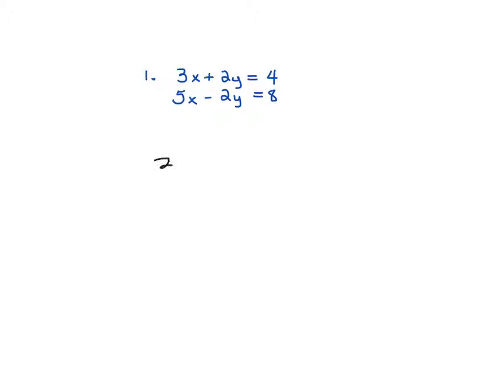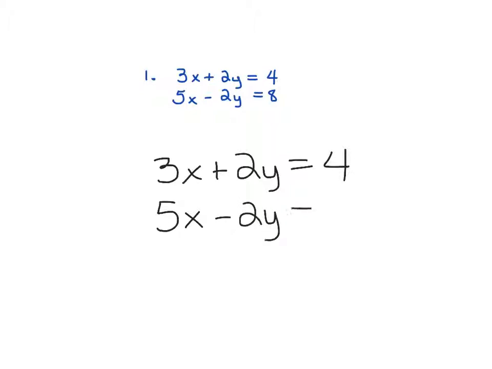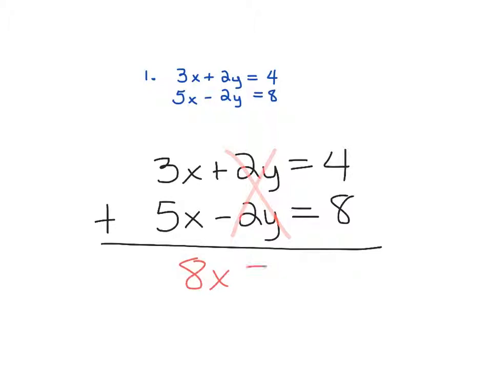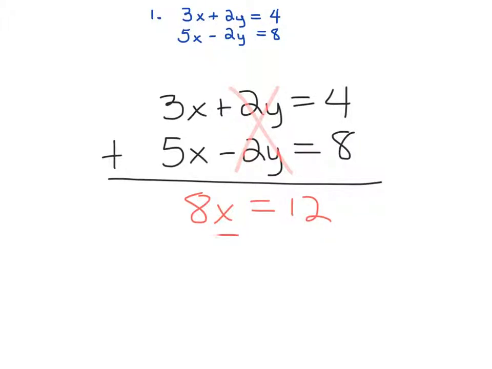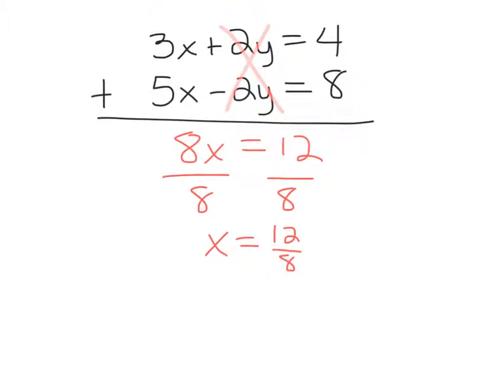Let me rewrite this. So 3x plus 2y equals 4, 5x minus 2y equals 8. Notice my y's have the same number, opposite signs. So when I go to add the two equations, that y is going to cancel out. And I'm left with 8x is equal to 12. Divide both sides by 8. X is equal to 12 over 8. I do need to reduce this fraction. I can divide the numerator and the denominator by 4 and get 3 over 2.